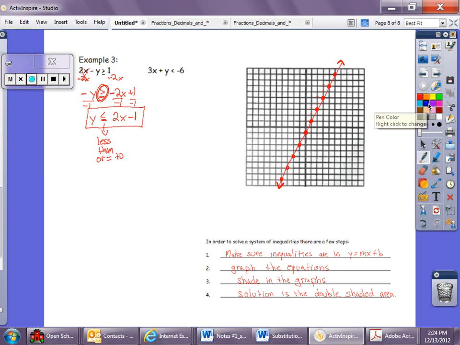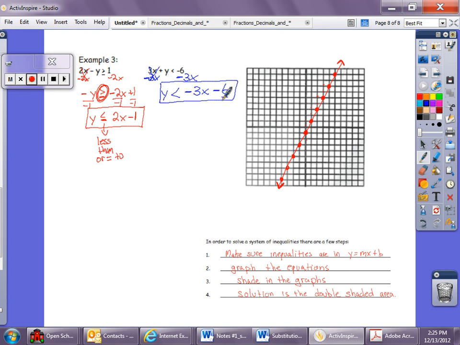So now we can go back to the second equation. So we have 3x plus y is less than -6. We know it's not in slope-intercept form, so we have to write it in slope-intercept form. So we have to get rid of that 3x first. So we do minus 3x on both sides. I bring down my y, so y is less than -3x minus 6. And since y is by itself, we're done. So now we can graph the second equation. So we have y is less than -3x minus 6.